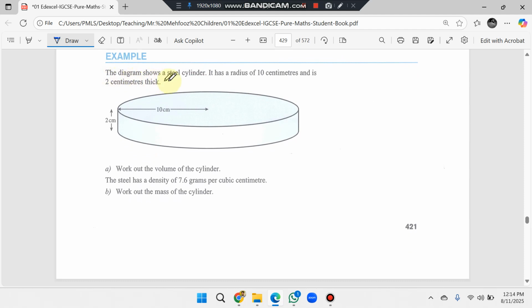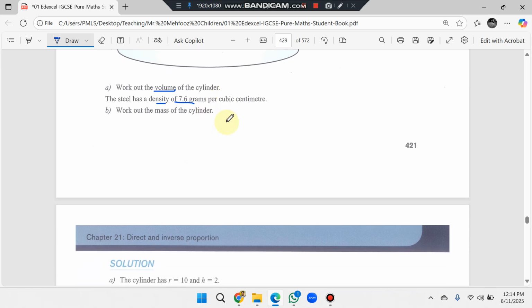The diagram shows a steel cylinder. It has a radius of 10 centimeters and is 2 centimeters thick. It means that its thickness is 2 centimeters and its radius is 10 centimeters. Okay, work out the volume of the cylinder. First, we have to find the volume of the cylinder. Second, the steel has the density 7.6 grams per cubic centimeter. So here density is given, volume we have found in part A, and we have to find the mass of the cylinder also in part B. Okay, so we have these two questions.